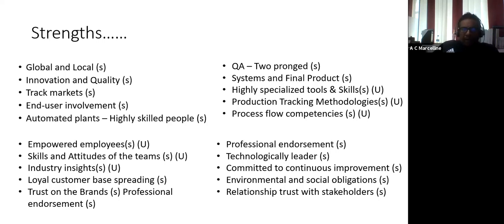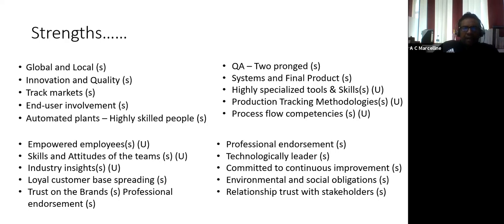Yeah, we just covered on the last slide the two-pronged system. That is the system and the final product to be certified. Highly specialized tools, production tracking methodologies, process flow competencies, professional endorsements. Technologically, they are the leader. Okay. Technologically, they are the leader. So remember that. It says so in the case.